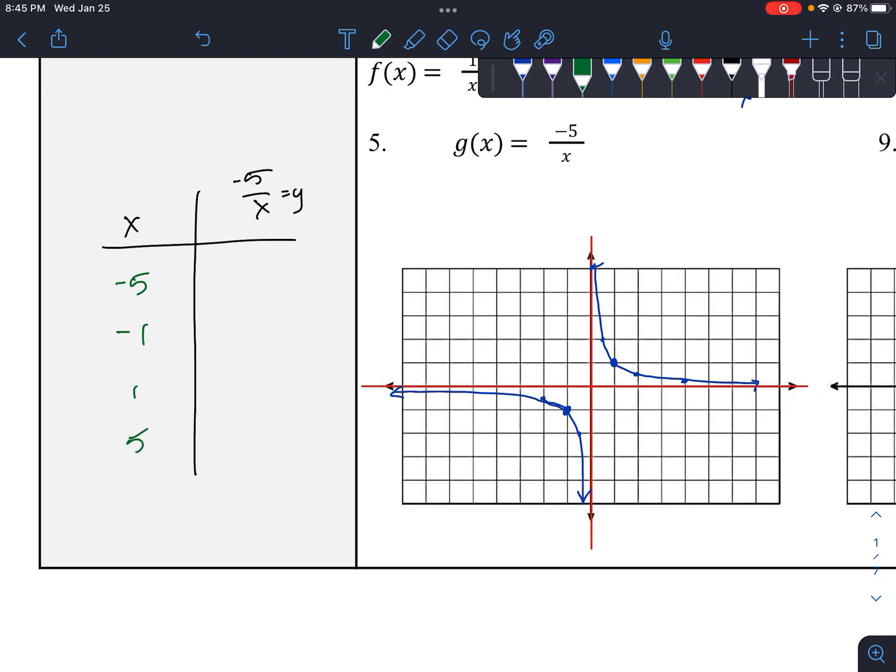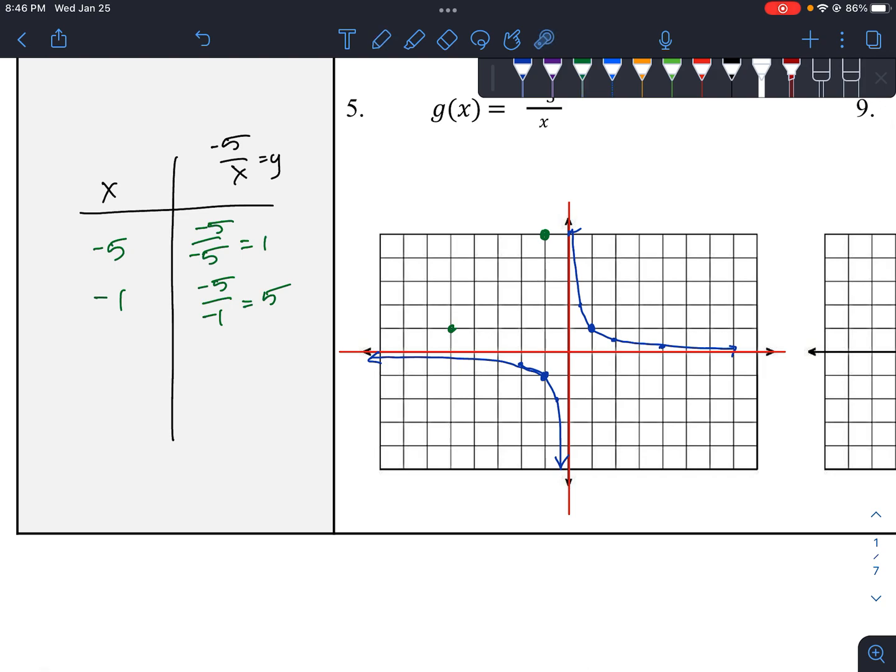So if I plug in -5, well, I get -5 over -5, and that's going to be +1. So 1, 2, 3, 4, 5, and 1, I get a point there. If I plug in -1, I get -5 over -1. That's going to be equal to +5. So -1 and 5, that's going to put a point right here. Okay. I'm not going to plug in these positive numbers because, again, I'm just going to use symmetry.